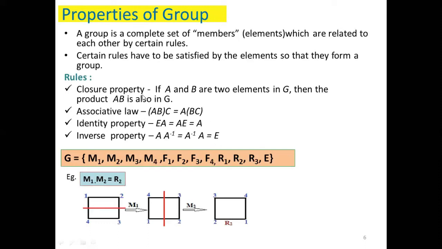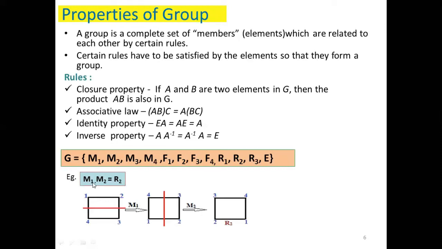All these four properties have to be satisfied by these sets of elements associated with this group. So for example, let us take a very simple case, and then let us see whether they follow the properties of these groups.